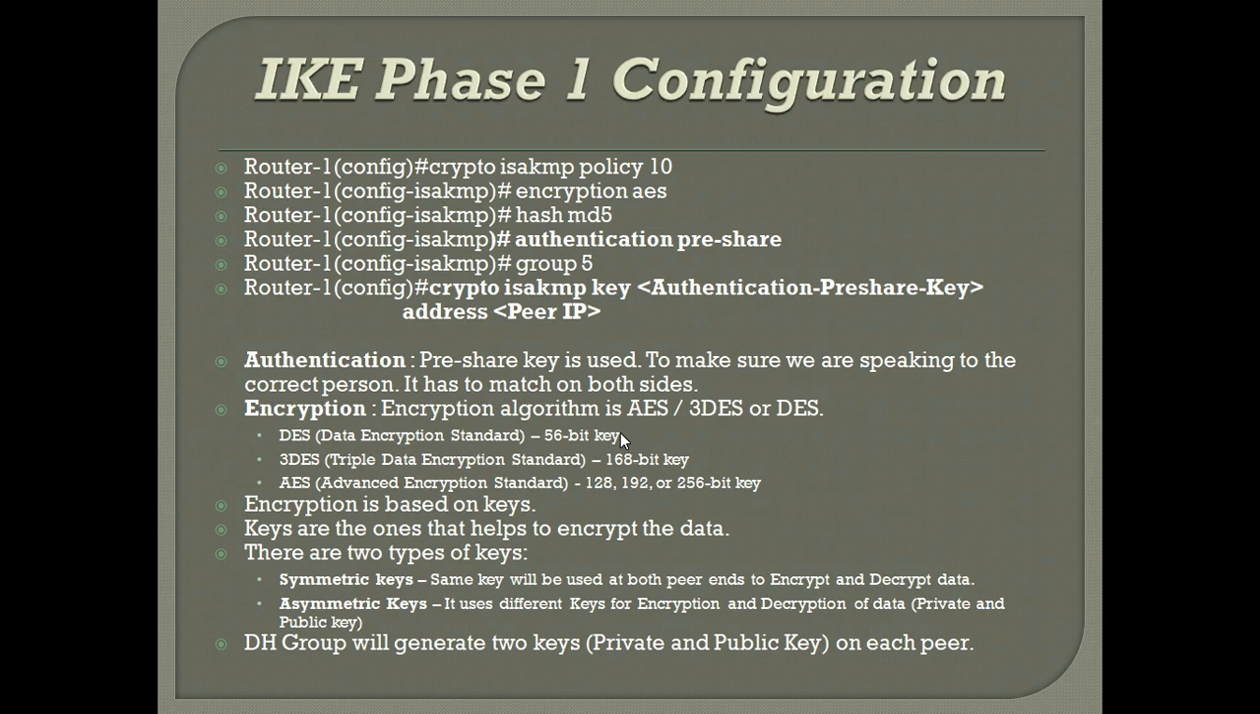Symmetric keys means we use the same key between the two ends, that is between the peer ends, to encrypt and at the same time to decrypt the data. One of the drawbacks of symmetric keys is that the key should be shared with all the peers, that is all the end-to-end connections, to make sure they know the correct key for encrypting and decrypting the data. If the key is changed, they won't be able to encrypt or decrypt the data. That's one major disadvantage of symmetric keys.